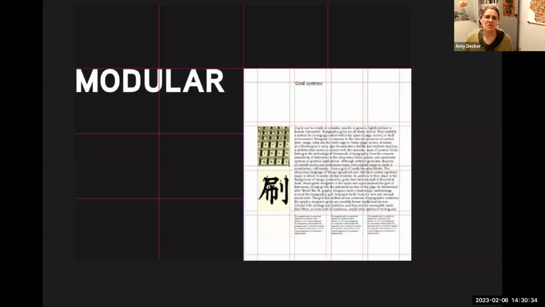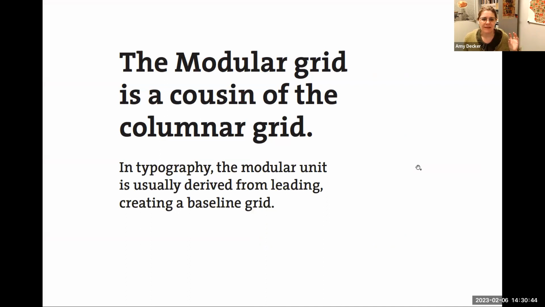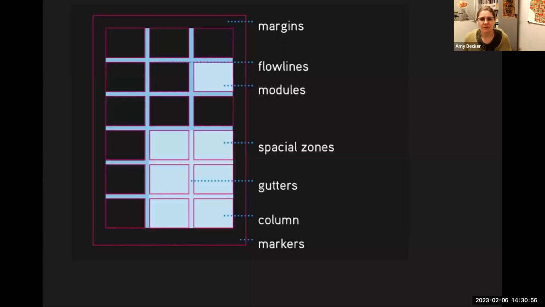The next one we move into is modular. The modular grid is exactly that. It's designed so that it has modules that you can work with. It's a unit usually derived from the leading, creating the baseline grid. It's a cousin of the columnar grid, but it has more information to help you make more choices.